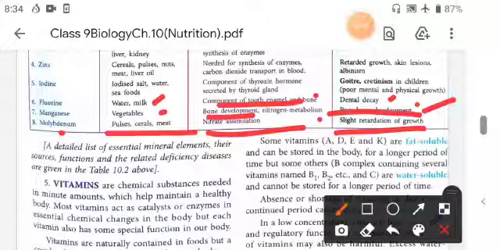This was all about the micronutrients and macronutrients which are required for the body. That's all for today, and the remaining part of this chapter we will discuss in our next session.